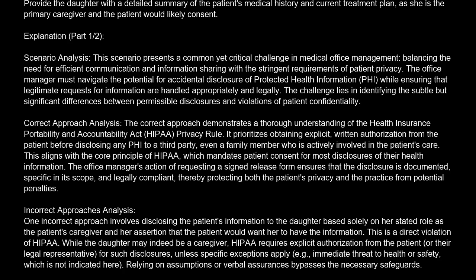Incorrect approaches analysis. One incorrect approach involves disclosing the patient's information to the daughter based solely on her stated role as the patient's caregiver and her assertion that the patient would want her to have the information.